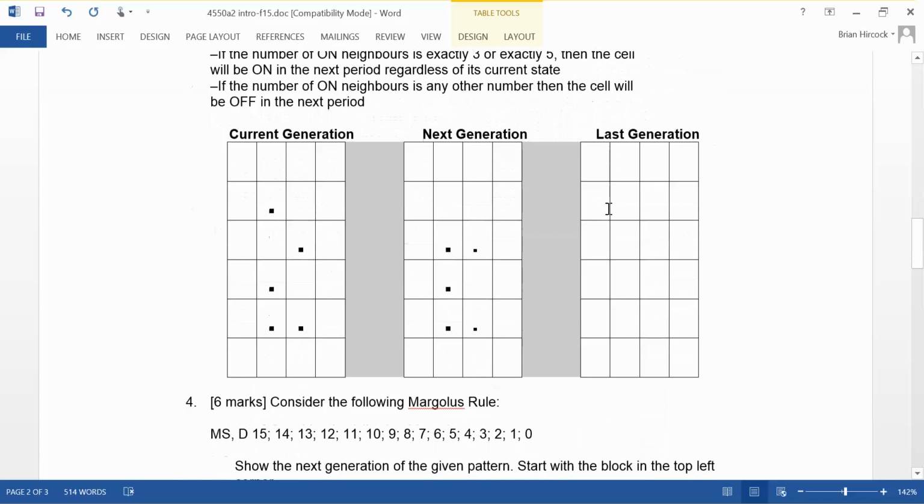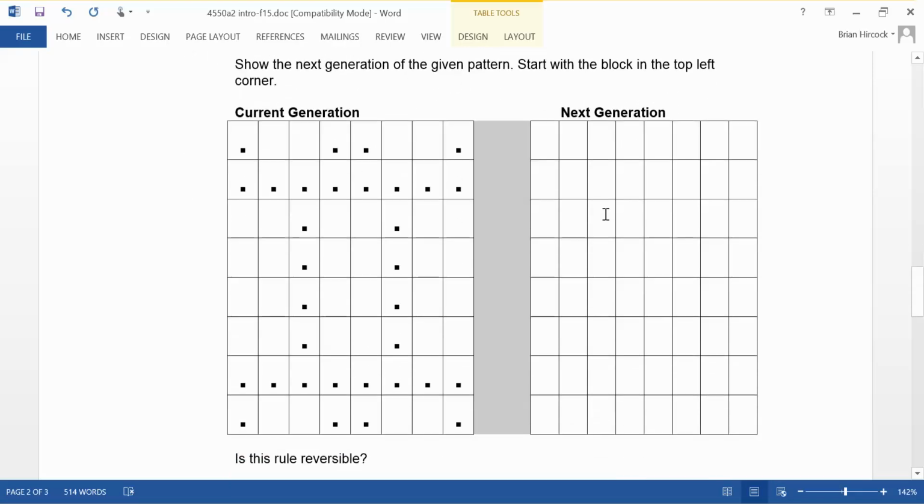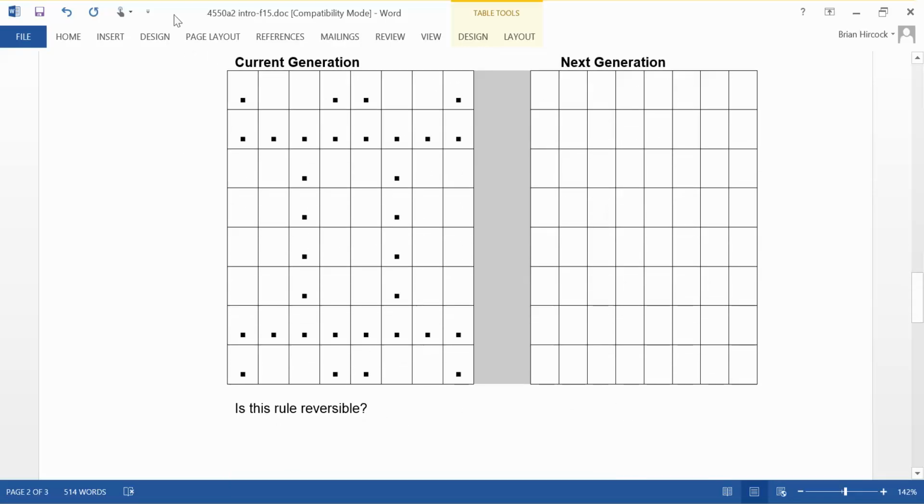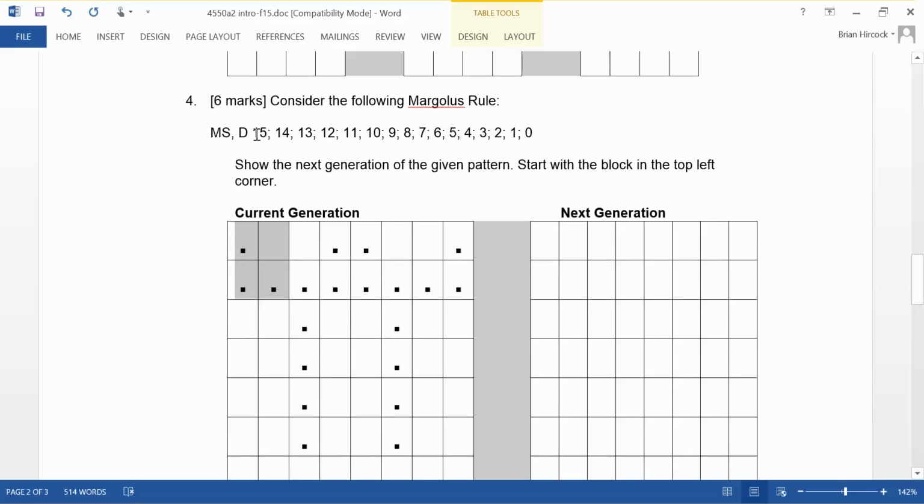So that's question 3. Question 4 is the Margolus rule. So in this one, remember, we use blocks of cells. So let's say we're looking at this block, start in the top left corner. So what we need to do is to look at the different configurations. You'll see the rule here. So this tells us if it's currently in configuration 0, it goes to 15, 1 goes to 14, 2 goes to 13, 3 to 12, and so on, until finally configuration 15 goes to 0.